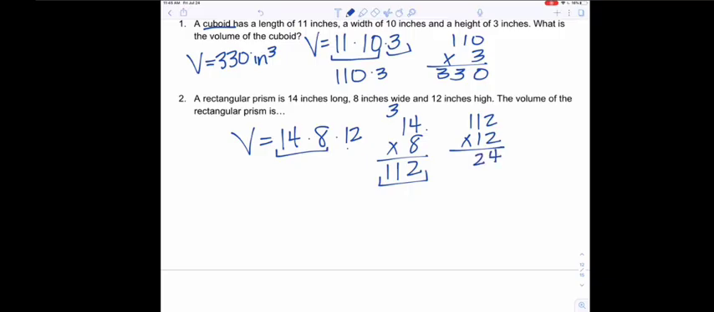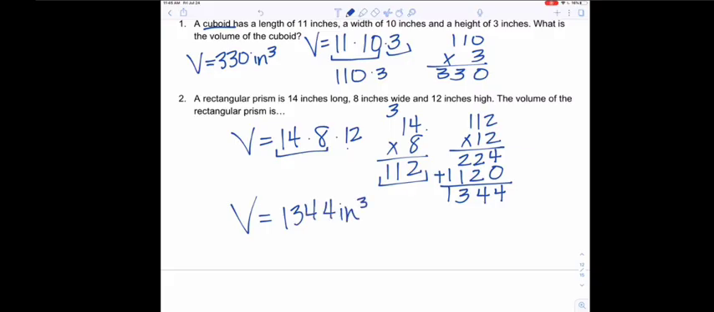So 112 times 12. Here we go. 2 times 2 is 4. 2 times 1 is 2. 2 times 1 is 2. Placeholder 0. 1 times 2 is 2. 1 times 1 is 1. 1 times 1 is 1. 4, 4, 3, 1. So my answer, volume equals 1,344 inches cubed. Okay? So once again, it's pretty straightforward. Where you can mess up here is basically just multiplying. So make sure you take your time with the multiplication, and you should be fine.